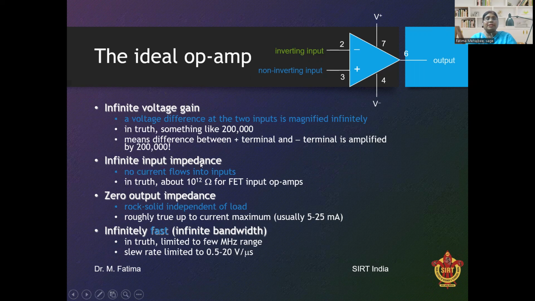The input impedance should ideally be infinite, but this is not infinite practically. It is very high, 10 raised to 12 ohms for FET input operational amplifiers. The ideal output impedance should be 0, but obviously this is not 0. The bandwidth ideally should be infinite, but practically it ranges from a few hertz to a few megahertz.